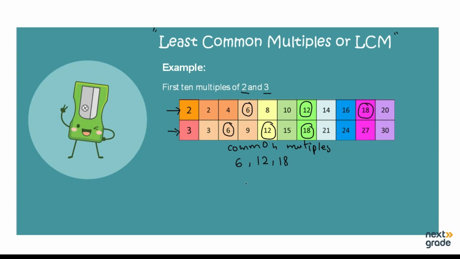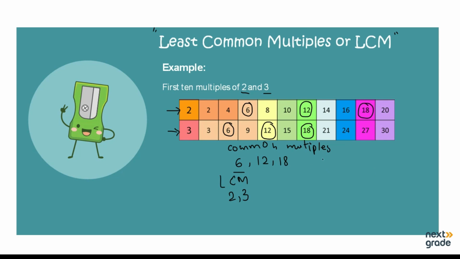6 is the smallest number which is a common multiple of both 2 and 3. ठीक है, 6 जो है सबसे smallest number है और इस टाइम पर ये दोनों numbers के लिए सबसे smallest है. ठीक है, तो इस नंबर को हम क्या कहेंगे? ये least common multiple है. It's a least common multiple. Alright, 6 is the least common multiple for which two numbers? That is 2 and 3.